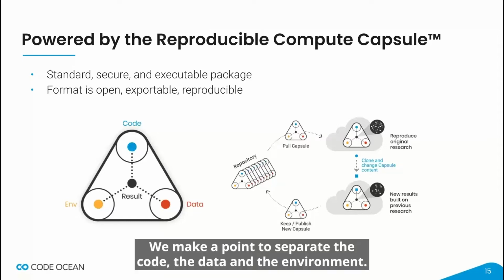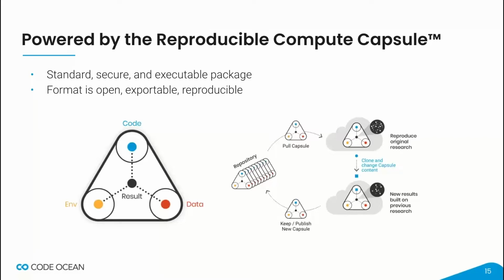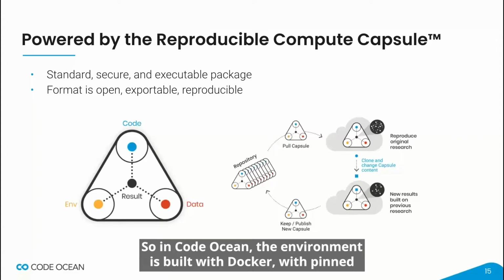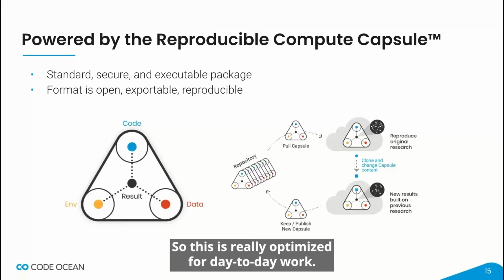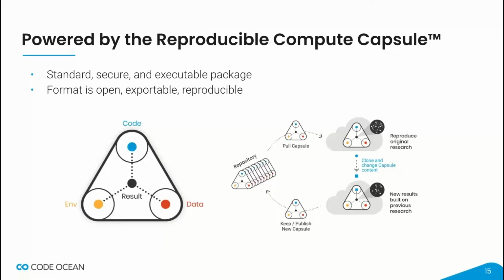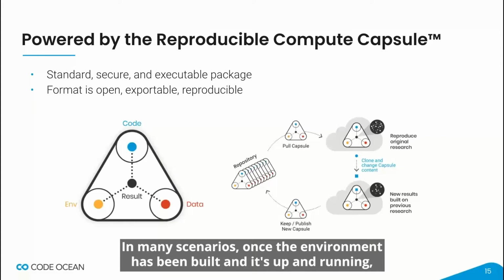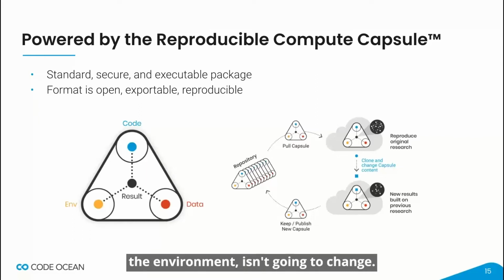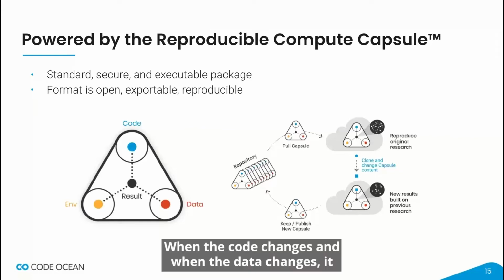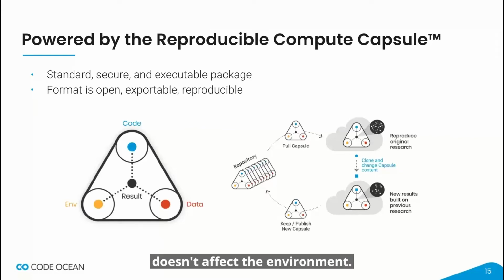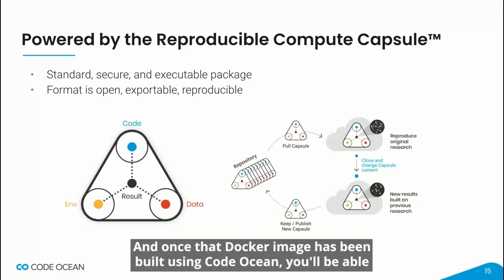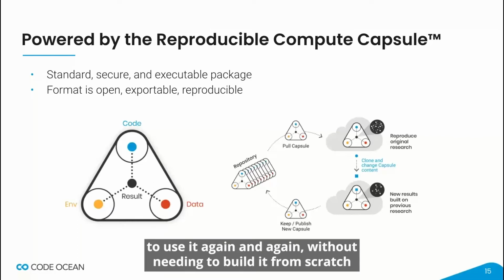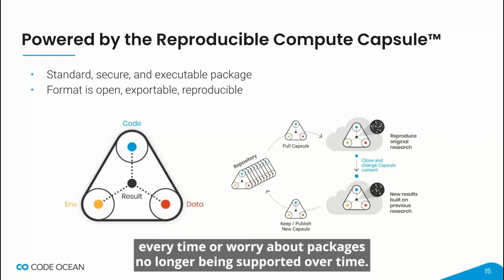We make a point to separate the code, the data, and the environment. So in Code Ocean, the environment is built with Docker, with pinned versions for reproducibility. So this is really optimized for day-to-day work. In many scenarios, once the environment has been built and it's up and running, the environment isn't going to change. When the code changes and when the data changes, it doesn't affect the environment. And once that Docker image has been built using Code Ocean, you'll be able to use it again and again without needing to build it from scratch every time or worry about packages no longer being supported over time.